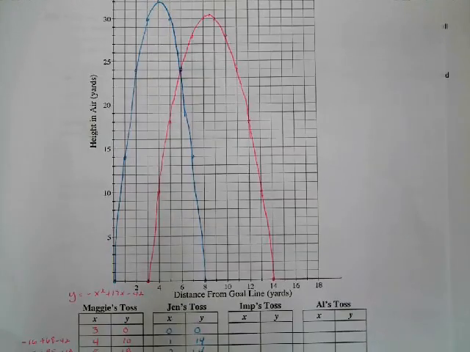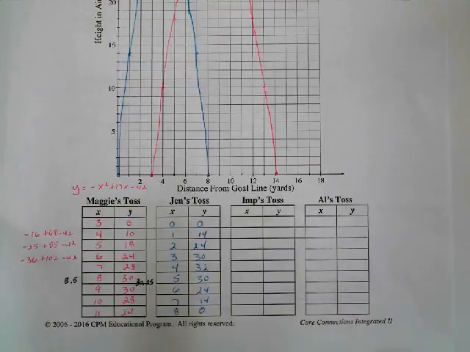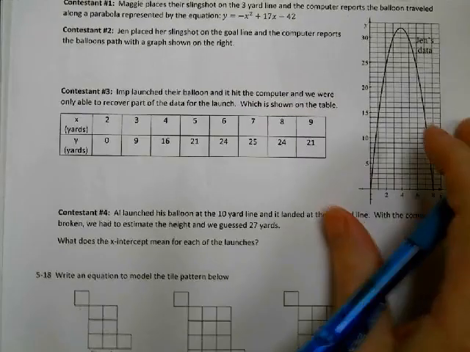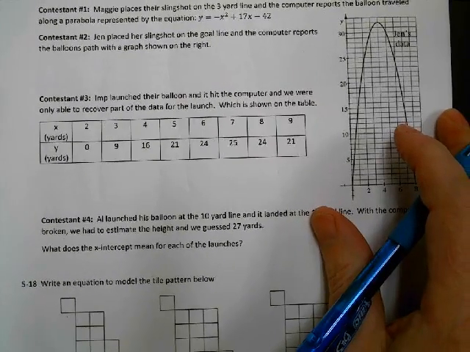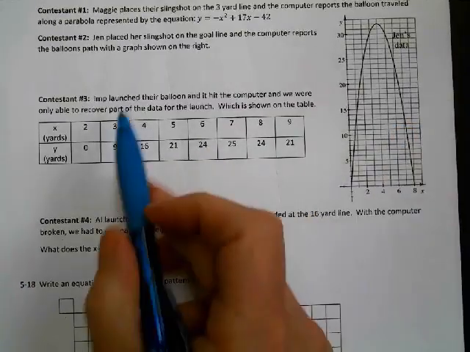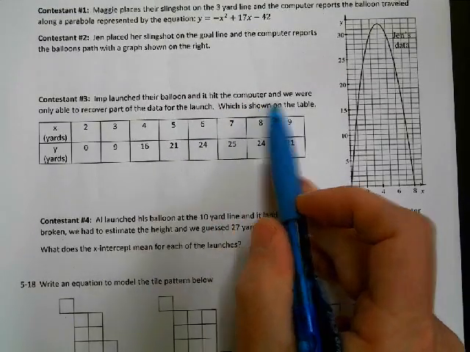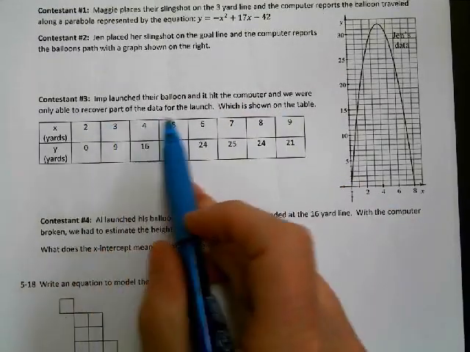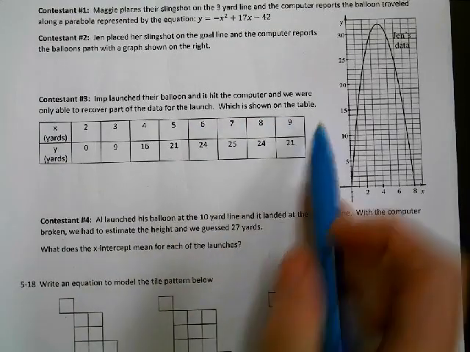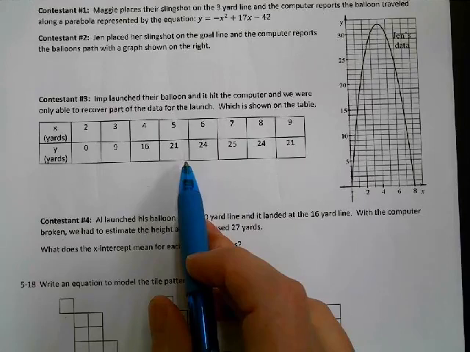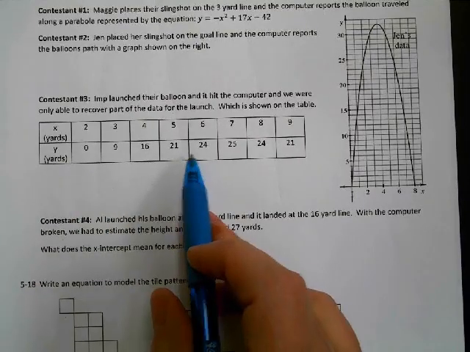All right, next one, Imp. Is there a person's name? God, person's name is Imp? A horrible parents named a kid that. Imp launched their balloon and it hit the computer and we were only able to receive part of the data for the launch, which shows the table. If it hit the computer, shouldn't it just hit the ground right away? I don't know, we'll just suspend belief and just think, okay, I can see my vertex.